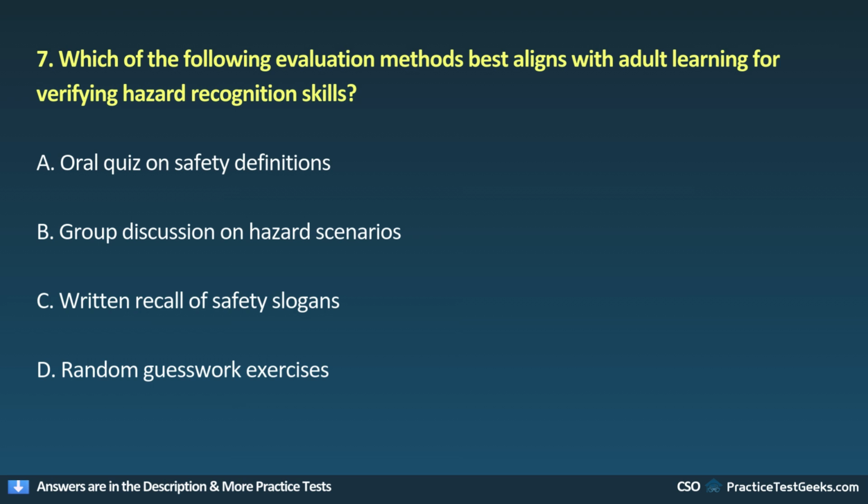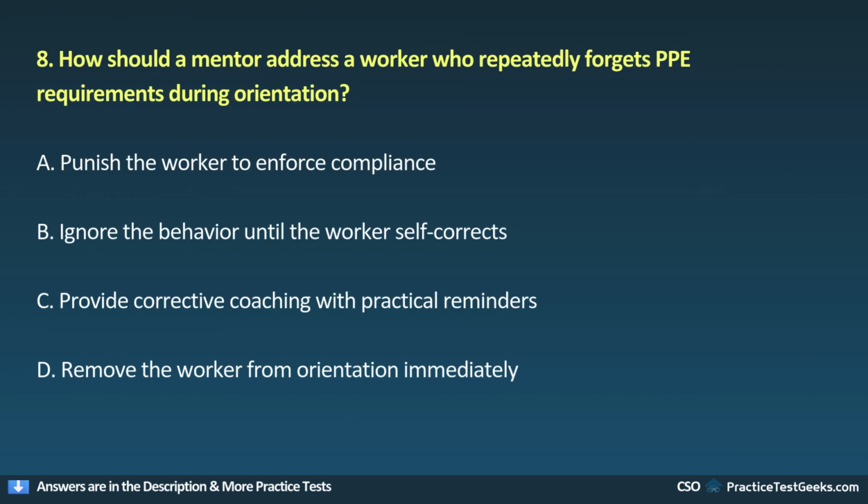7. Which of the following evaluation methods best aligns with adult learning for verifying hazard recognition skills? A. Oral quiz on safety definitions. B. Group discussion on hazard scenarios. C. Written recall of safety slogans. D. Random guesswork exercises.